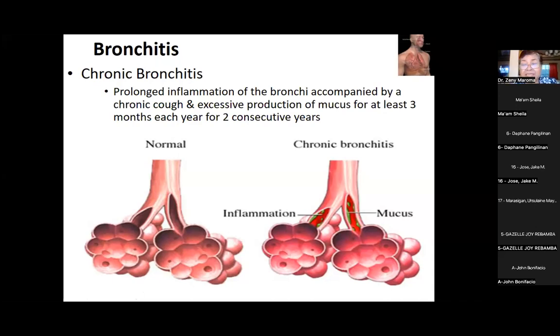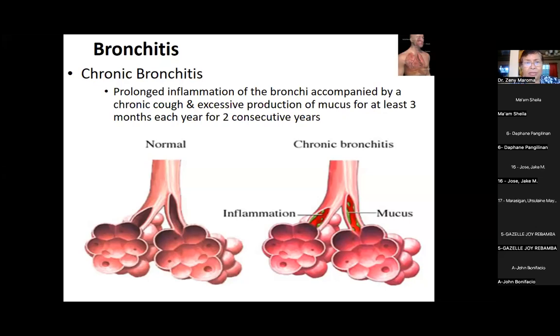Ano yung chronic cough na sinasabi natin? Gano'ng katagal yung ubo? A chronic cough which is present on most days of the month for 3 months in a year for 2 consecutive years. Okay, ano nga yung chronic bronchitis? A chronic bronchitis na halos sa buong buwan, may ubo siya. Ay, parang ang tagal na ng ubo ni doktor. So tuwing magkikita kami, may ubo siya.